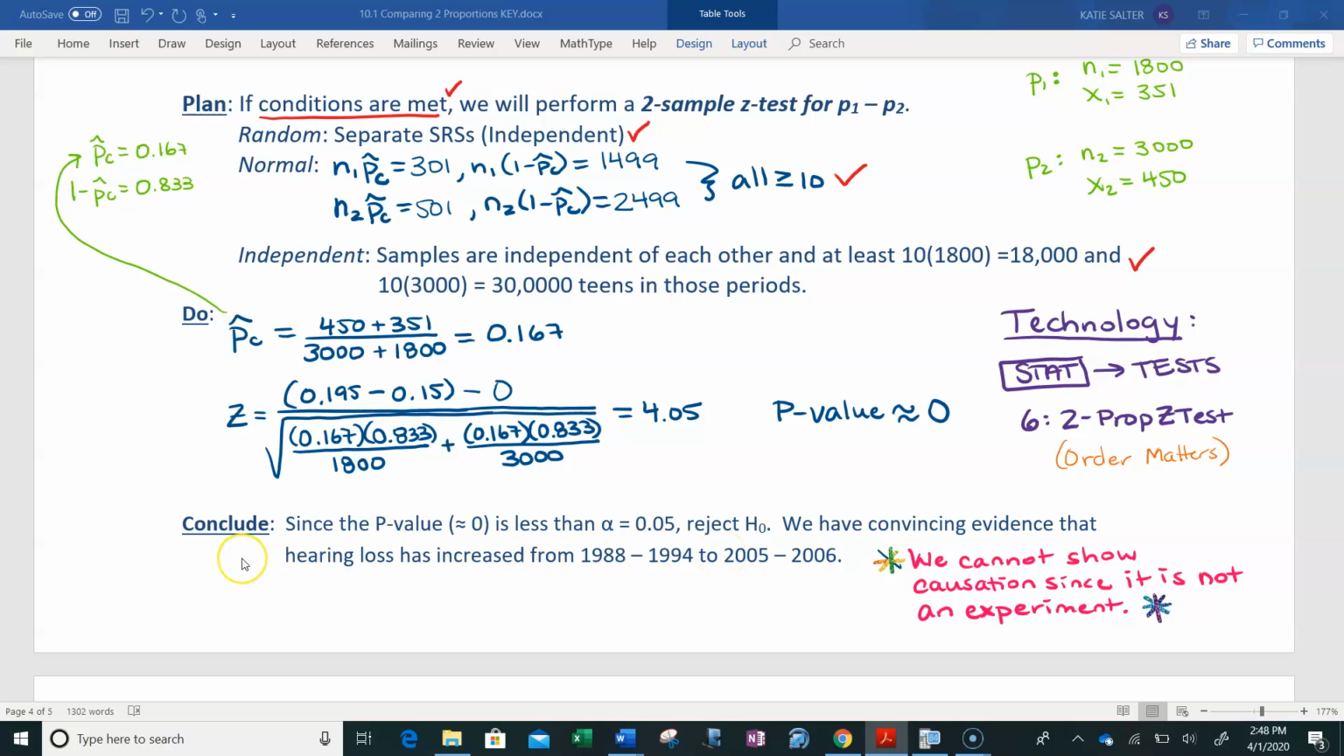And in the end, since the p-value is approximately 0, and that is less than our significance level of 0.05, we reject the null hypothesis. We have convincing evidence that hearing loss has increased from this time period to this time period. Something that's really important in this one, we cannot show causation since it is not an experiment. This is just a sampling method, an observational study, not an actual experiment.